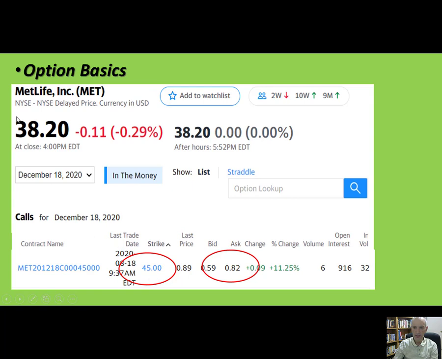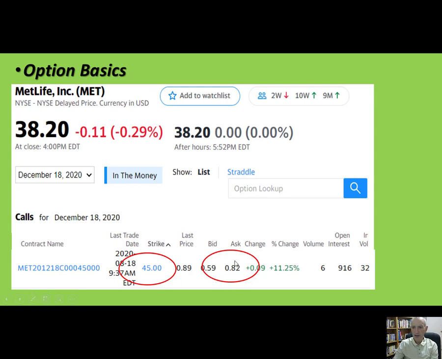So think about this scenario. Let's say you buy MetLife today, and at December it's worth $30. Well, you would have lost $8.20. Let's do another scenario. You buy the stock at $38.20, and the stock price is $50. Well, then you've made $11.80 as of December 18th. So that's how the stock works. Your downside is, if it falls to 30 bucks, we can lose $8.20. If it goes up to 50 bucks, we can make $11.80.